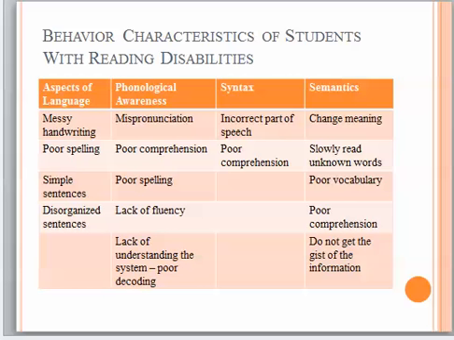Poor spelling. Their sentences tend to be very simple and basic, or their sentences are very disorganized. When it comes to phonological awareness, they mispronounce words, they have poor comprehension in spelling, there's a lack of fluency, there's a lack of understanding the system. They have poor decoding skills because they do not understand the language.